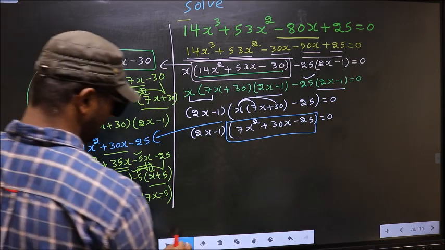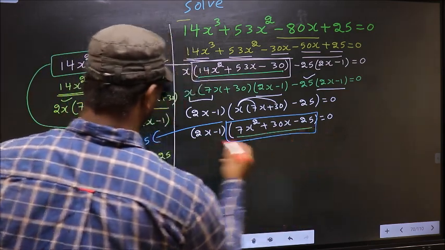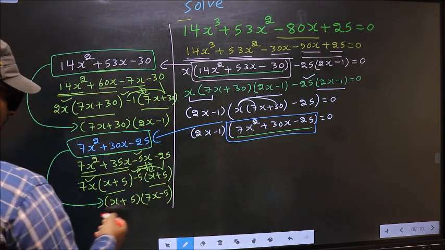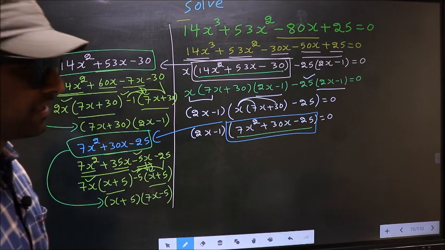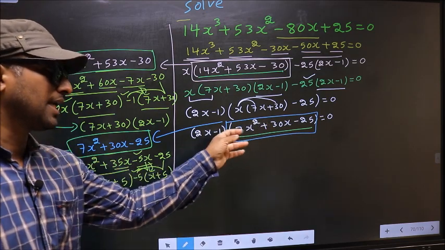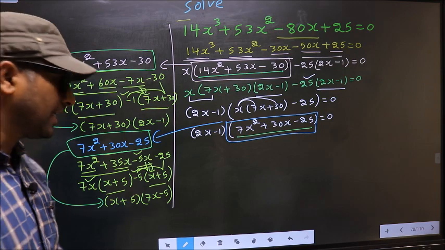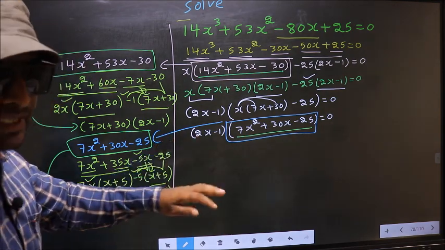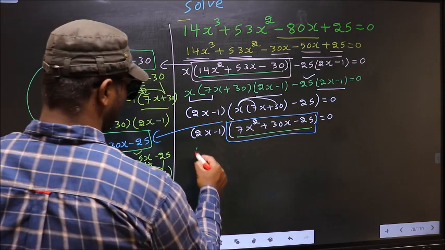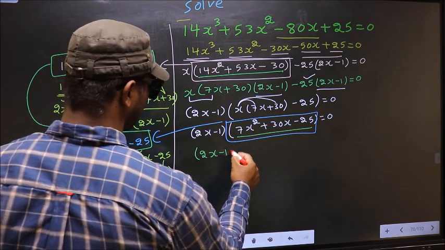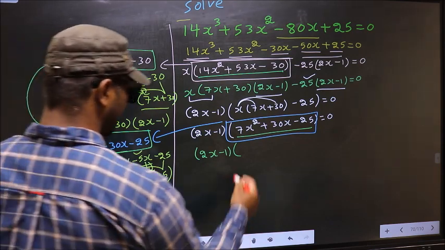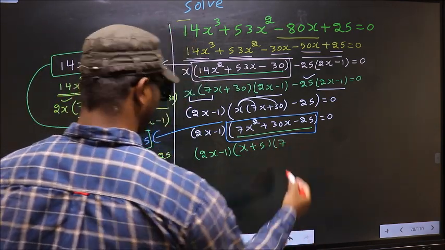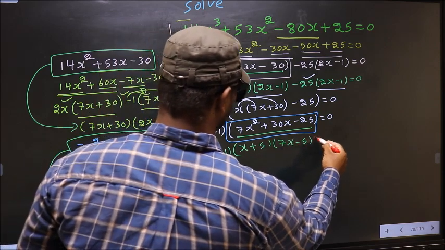Now in place of this quadratic, we should write this. I repeat, in place of this quadratic, now I will write this. So this equation will change to 2x minus 1, x plus 5, 7x minus 5 equal to 0.